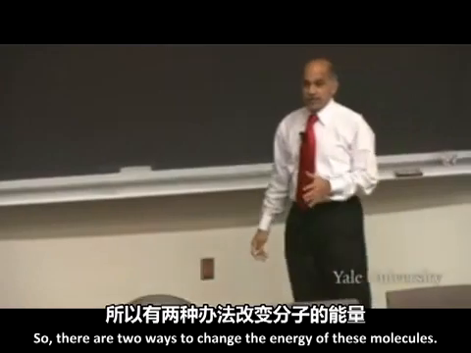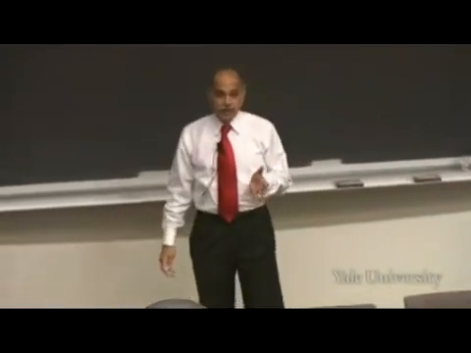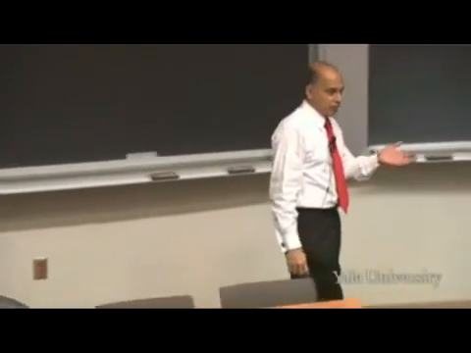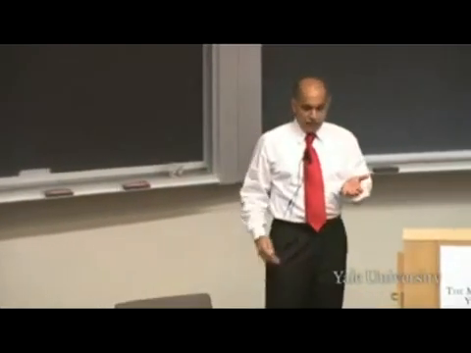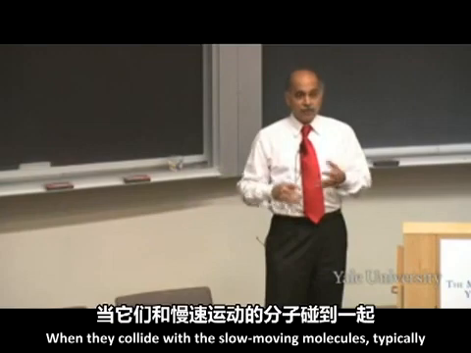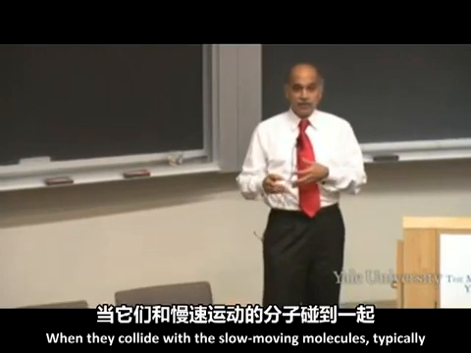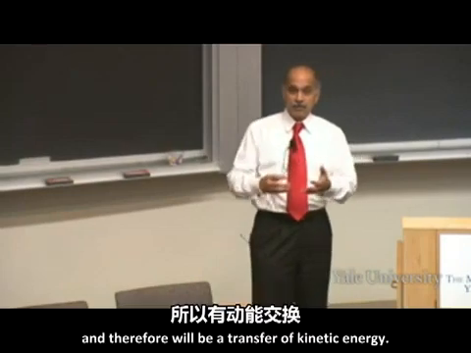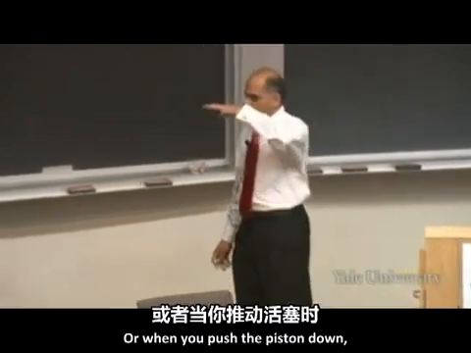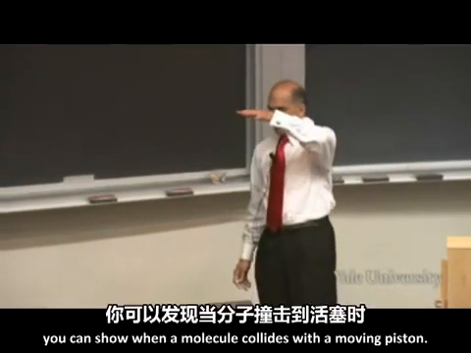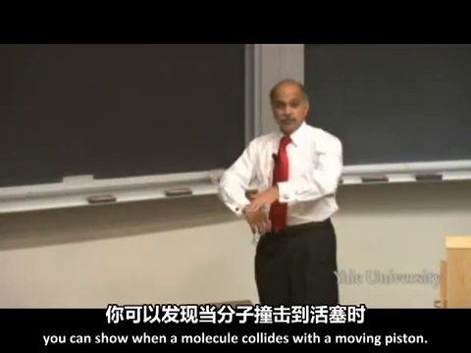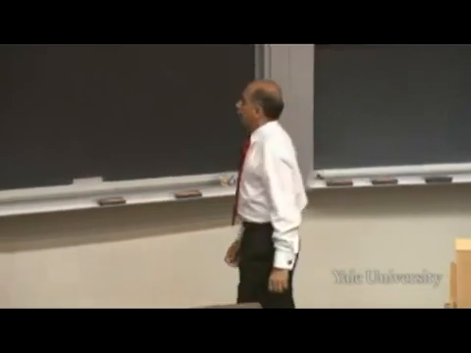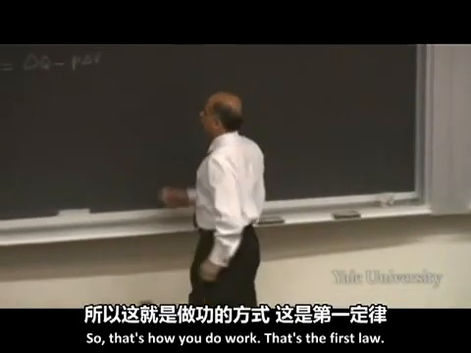So there are two ways to change the energy of these molecules. In the end, all you want is for the molecules to move faster than before. One is to put them on a hot plate where there are fast-moving molecules. When they collide with the slow-moving molecules, typically the slow ones will move faster and the fast ones will move slower, and therefore there will be a transfer of kinetic energy. Or when you push the piston down, you can show that when a molecule collides with a moving piston, it will actually gain energy. So that's how you do work. So this is the first law.